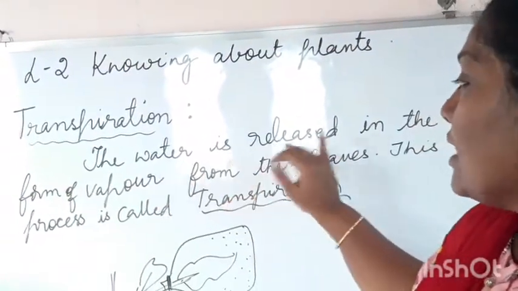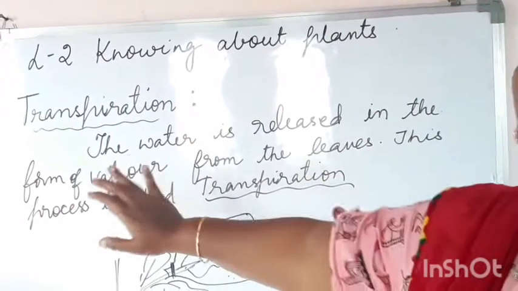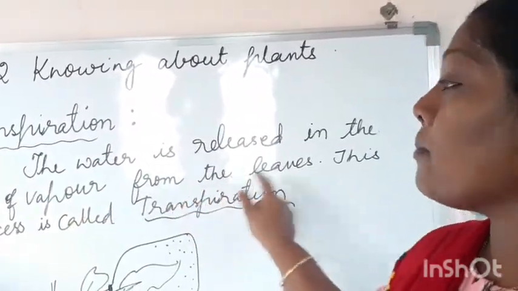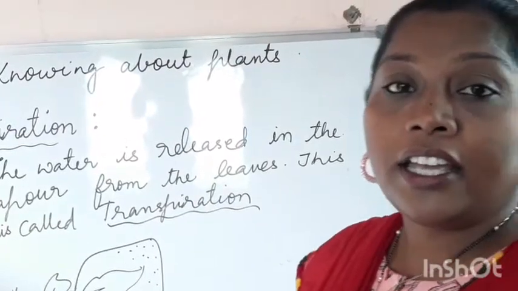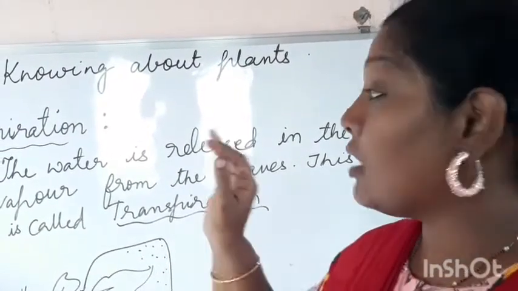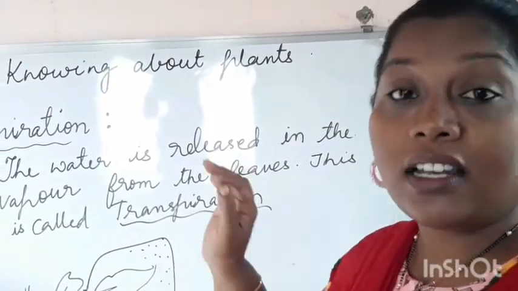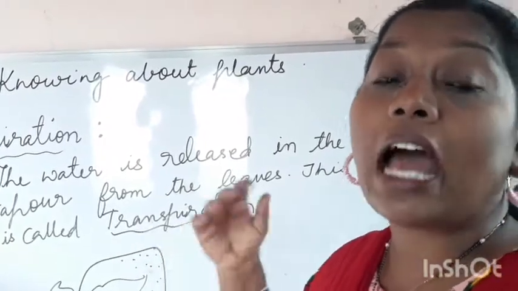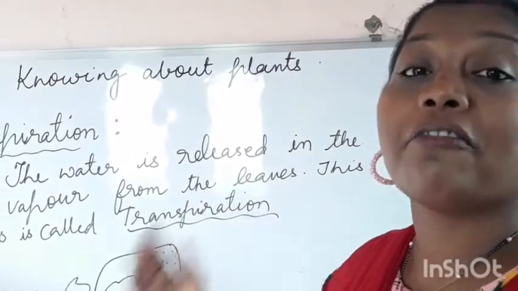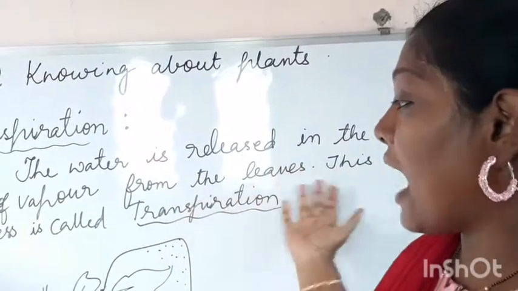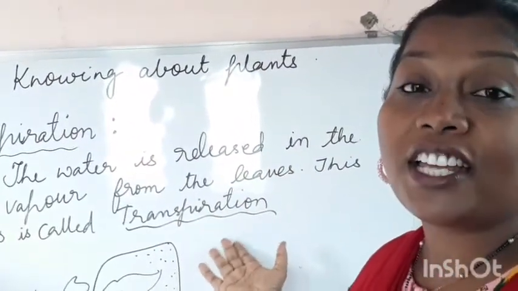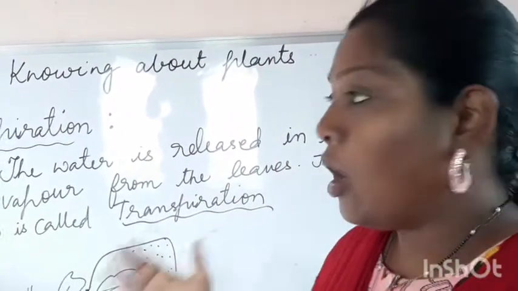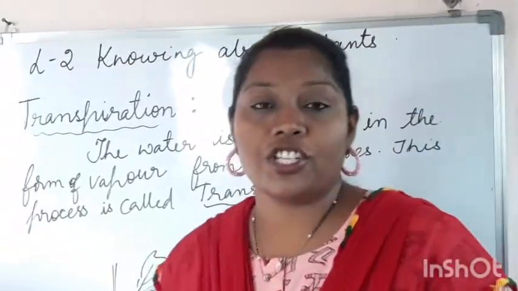The water is released in the form of vapor from the leaves. Here in this process, the water which is present in the leaf is being released out in the form of vapor, which is called transpiration. So, how can we see this transpiration, children?